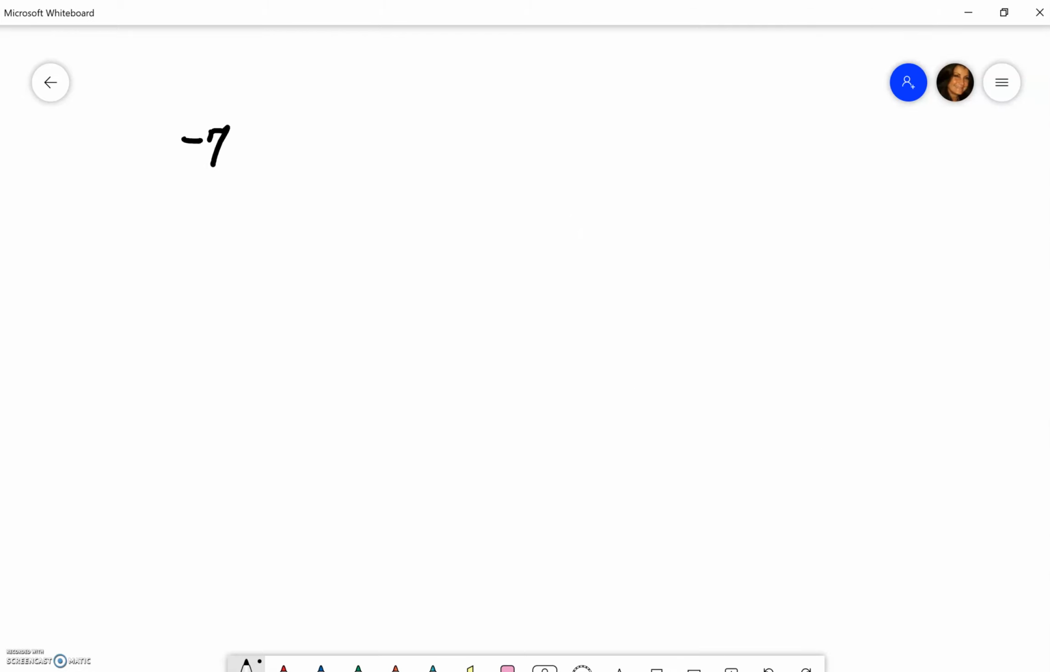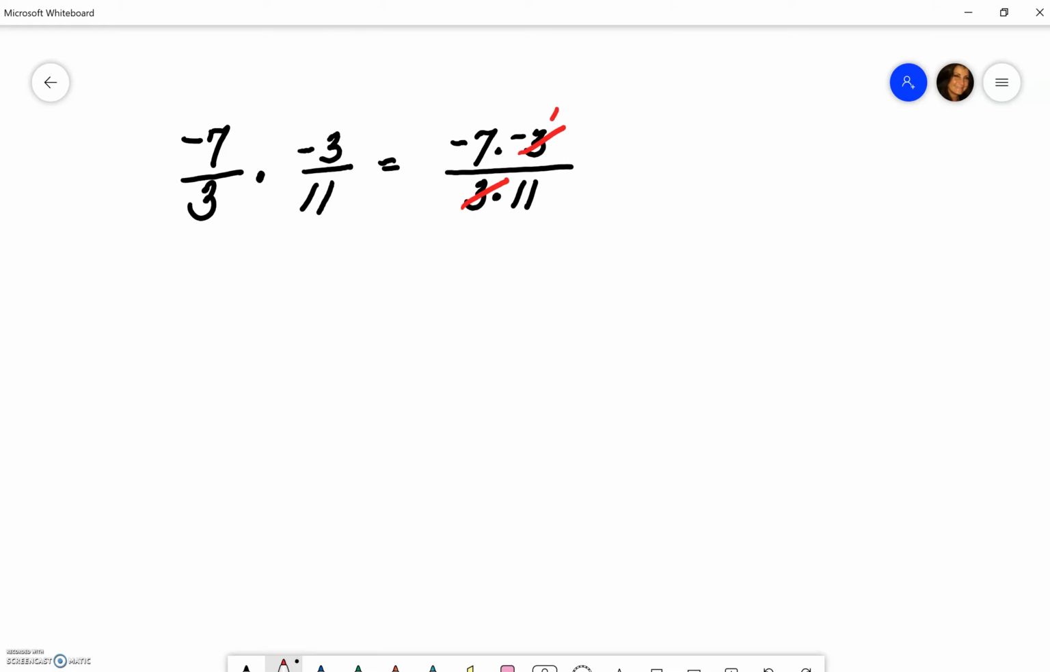Number 3 is negative 7 over 3 times negative 3 over 11. Step 1, rewrite it as one problem. So I have negative 7 times negative 3 over 3 times 11. And you can immediately see these 3's divide out to 1's, so there's not a lot of work there. This is negative 7 times negative 1 over 11. You need to understand that these two negatives will give you a positive.